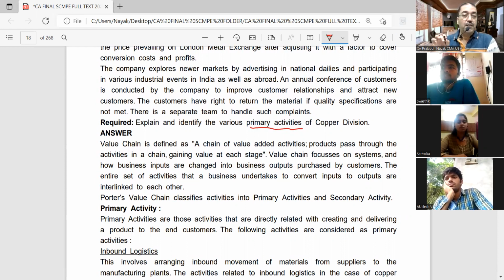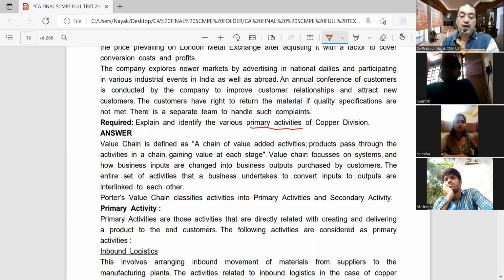So as you are reading the example, it should strike you, okay, this is this particular activity. Now let us see how to answer. How to answer, very important.